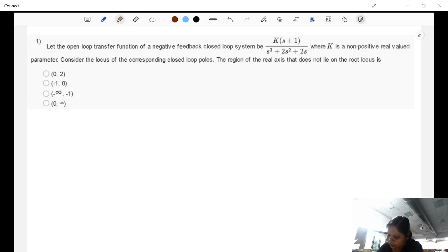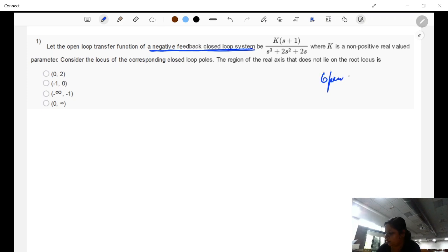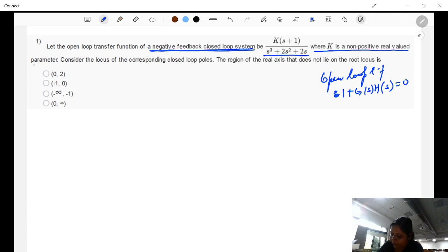So this is an open loop transfer function of a negative feedback closed loop system. Okay, so I have got negative feedback. That means it is sure that I'll have to use this method, 1 plus GsHs is equal to 0. So from here you can see that it falls in the first case only. But see the later part. The open loop transfer function is this, where k is a non-positive real valued parameter.